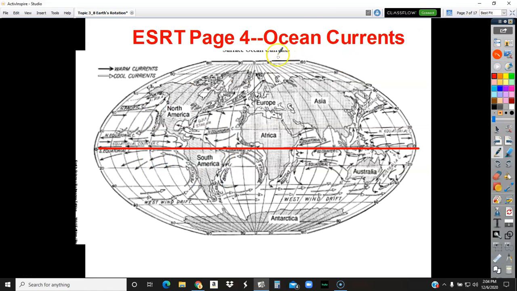This is in your reference table on page 4. This is the ocean current map. And you have 2 types of ocean currents. You have warm water and cold water. If it's a black arrow, it's warm water. If it's a white arrow, it's cold water, which is going to then affect your climate, right?